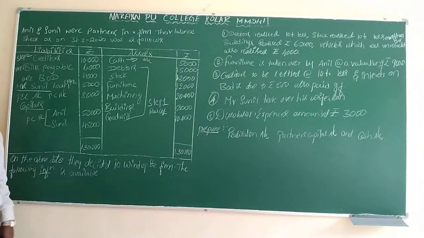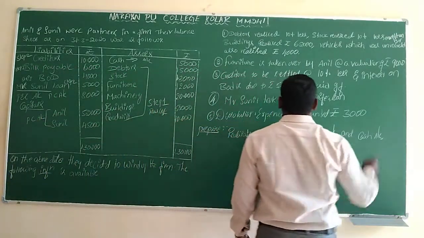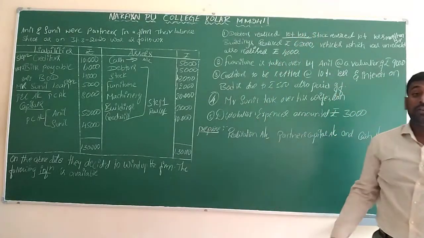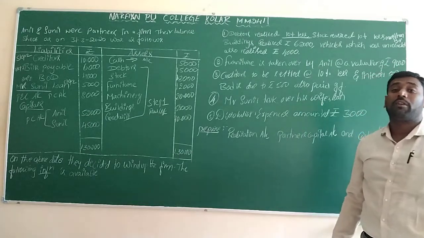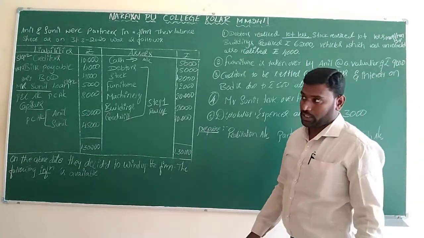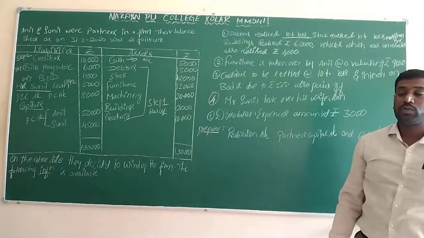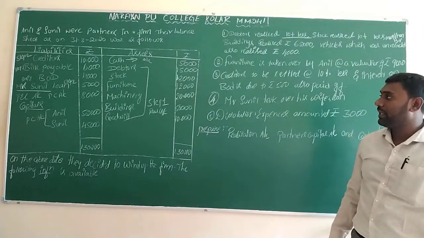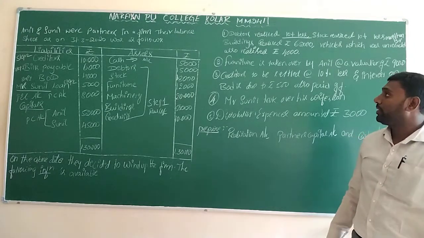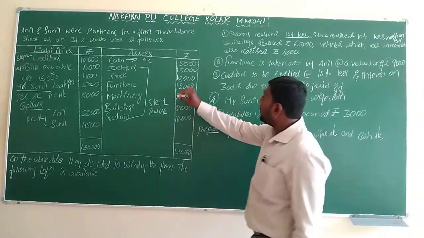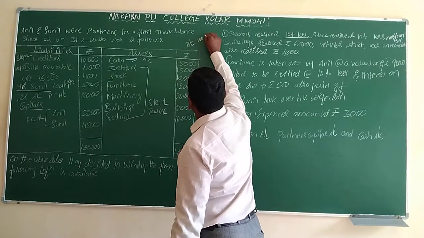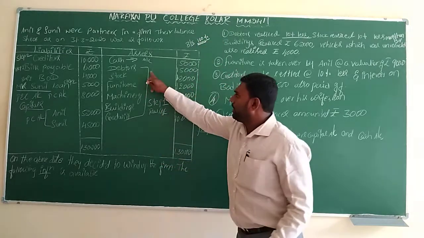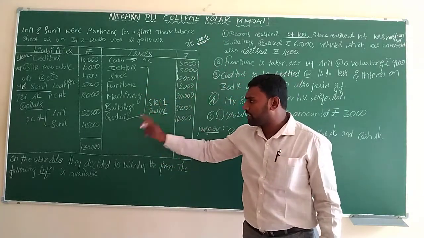The following information is available: debtors realized 10% less. In previous videos, values were given directly, but here the values are given as percentages. When values are given as percentages, we have to decide that the value given in the balance sheet is considered as 100%. Whatever value is given in the balance sheet, we should consider as 100%, whether debtors, stock, furniture, machinery, buildings or goodwill.